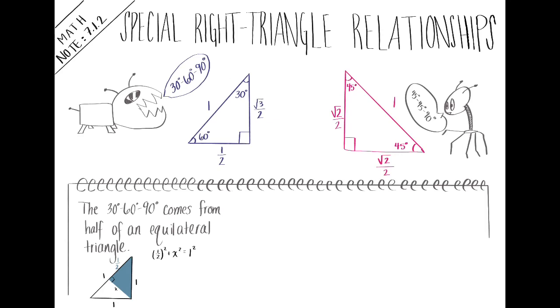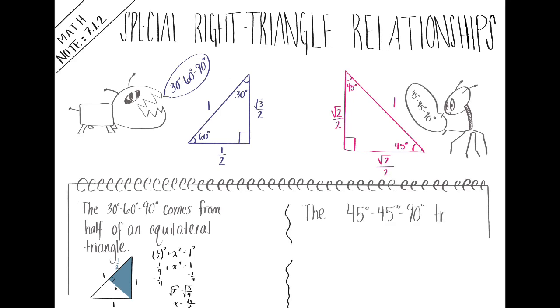And now we can use the Pythagorean theorem to figure out what the third side length is. So we have 1/2 squared plus x squared equals 1 squared. If we solve this equation for x, we get 1/4 plus x squared equals 1. Subtract 1/4, and you end up with x squared equal to 3/4. You take the square root of both sides, and you end up with the square root of 3 over 2, which is that third side on our 30, 60, 90 triangle.